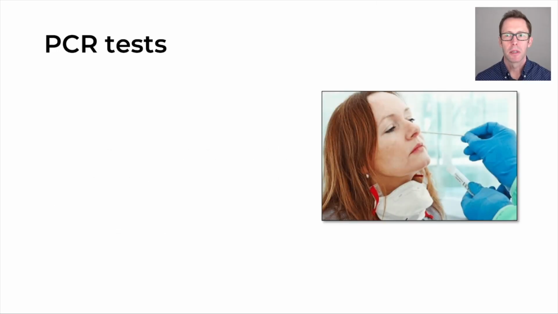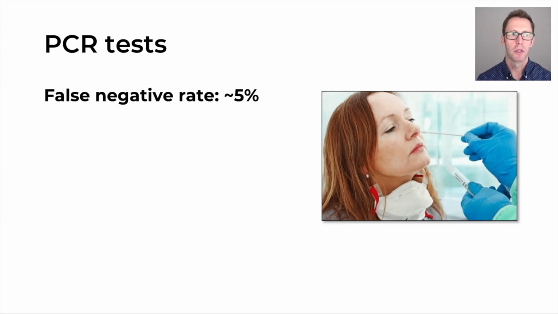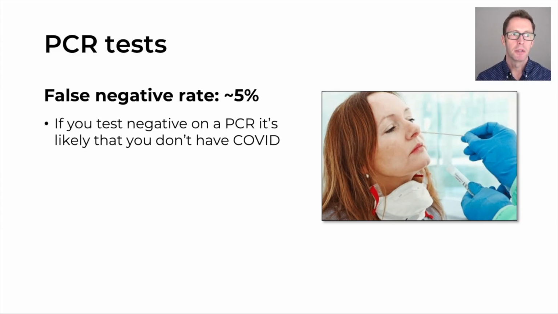We should talk about PCR tests. PCRs are pretty valuable because they have a much lower false negative rate than RAT tests, around about 5% on average. So this means that if you test negative on a PCR, it's pretty likely that you don't have COVID. They also have a reasonably low false positive rate of somewhere around 2%.